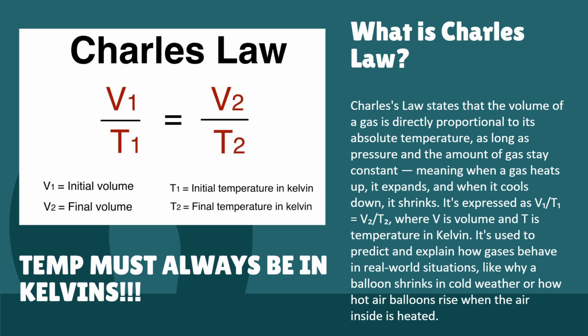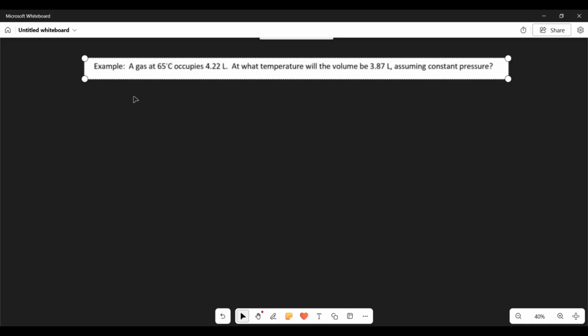An important note is that temperature is always supposed to be in kelvins. If it's in Celsius, it has to be added by 273 to convert to kelvins. So here's an example right here. We have our problem. A gas at 65 Celsius occupies 4.22 liters. At what temperature will the volume be 3.87 liters? And assume that the pressure is constant. So basically what that means is we don't really have to worry about pressure in this equation right here.